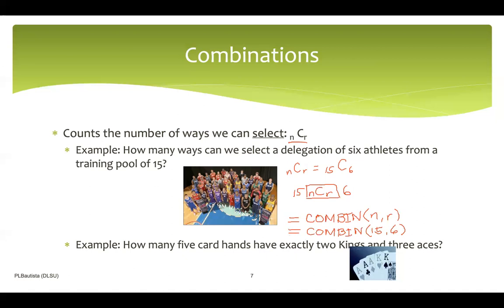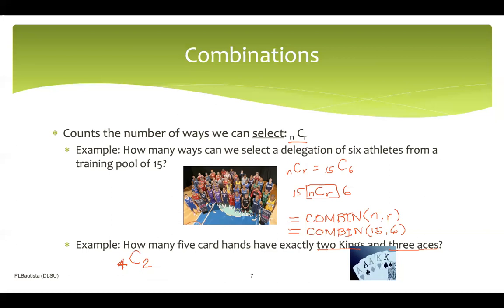For the second example, how many 5-card hands have exactly 2 kings and 3 aces? So we can think of this experiment in 2 operations. First, we select 2 kings, and then next we select 3 aces. So how many ways can we select 2 kings? There are 4 kings in the deck. From the 4 kings, we're going to choose 2.